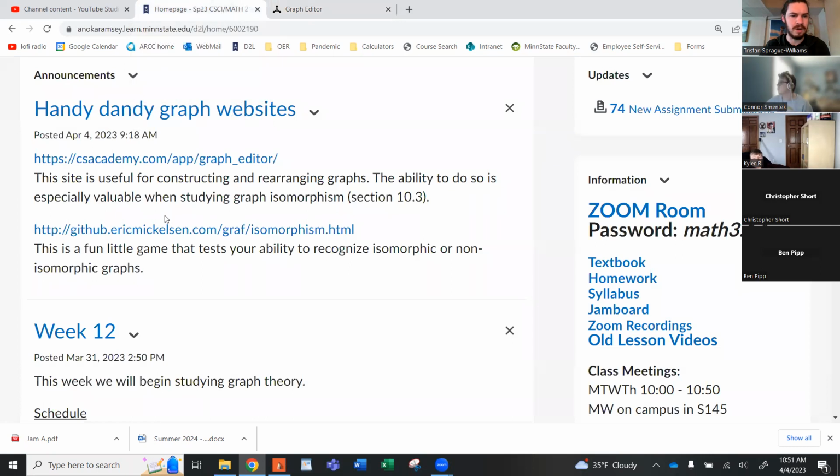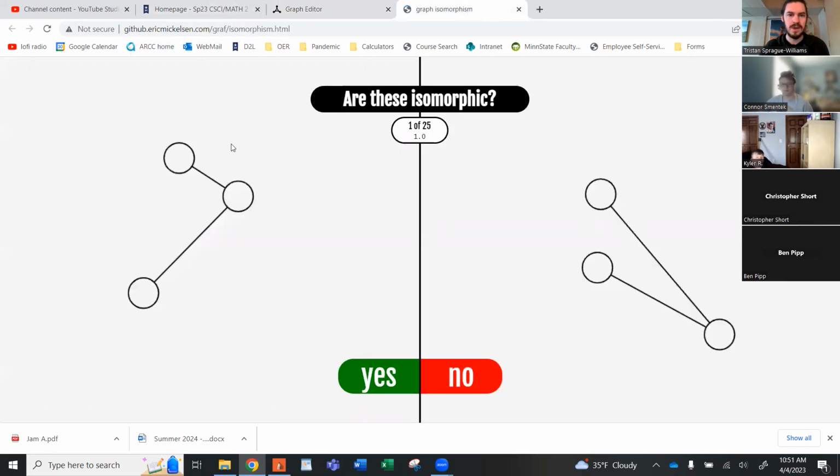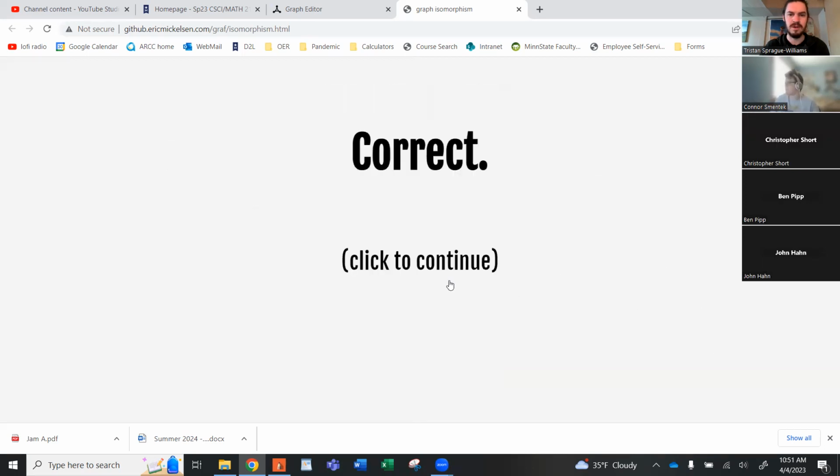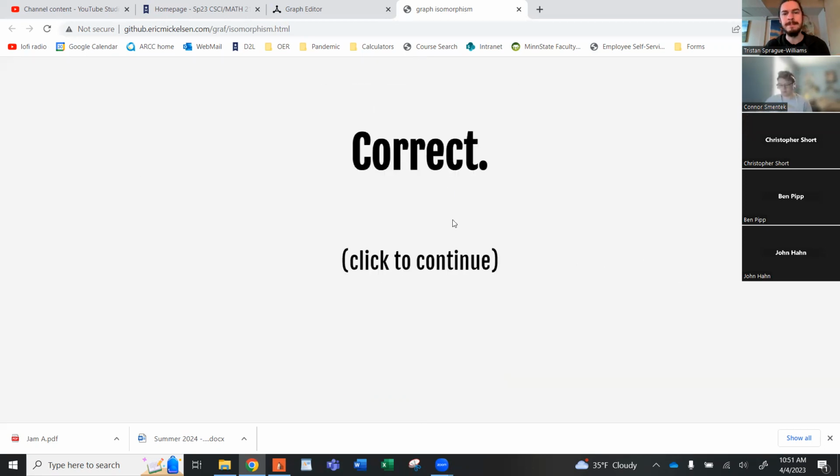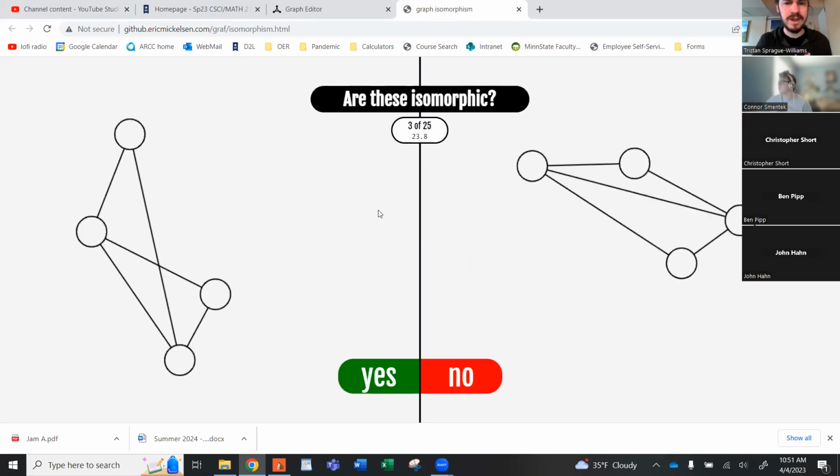And then the other cute website is a little game you can play where you look at graphs and you say whether they're isomorphic or not. So like, is that graph isomorphic to that graph? Yes, it is. Correct. Continue. Is this graph isomorphic to this graph? Yes or no? Well, that is a triangle with 3 edges, and this is a V shape with only 2 edges. So no. Okay. So that's as far as we'll go today.